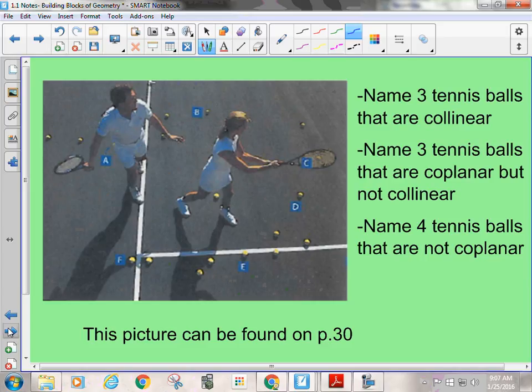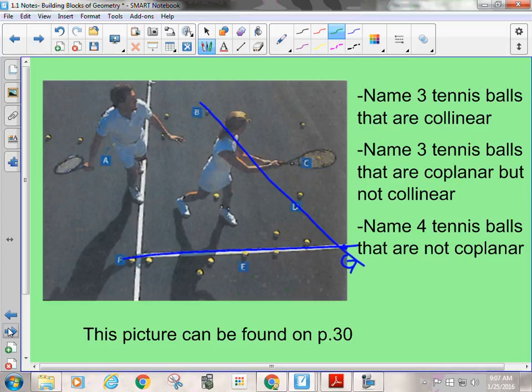3 tennis balls that are collinear. All right, 3 tennis balls. That means that they need to be on the same line. So we can talk about B, D, and G. So find B, D, and G. Did I cut G out of the picture? A, B, C, D, E, F. G. G is over here. Sorry, missed that. That's going to be hard. B, D, and G. Those ones are going to be collinear. Or another example would be E, F, and G. These ones are going to be collinear.